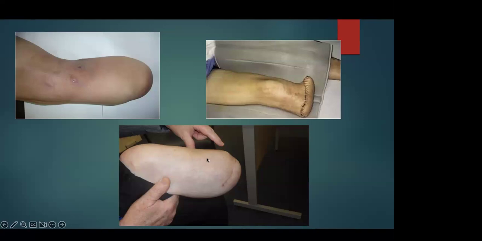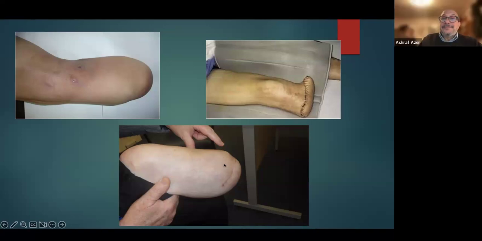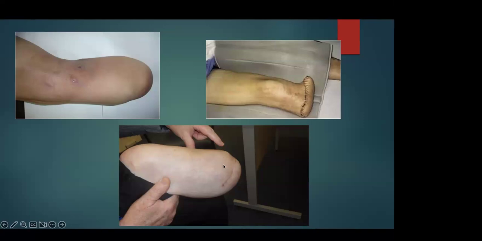هو ما عملش. المفروض connect the flap with the periosteum anterior to make like a good soft tissue coverage over the bone.